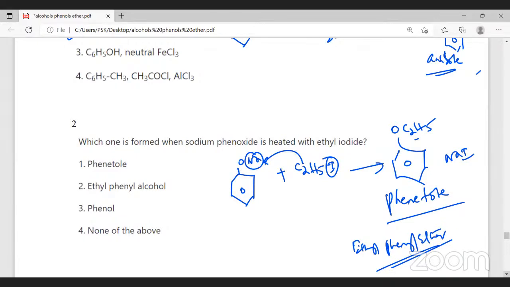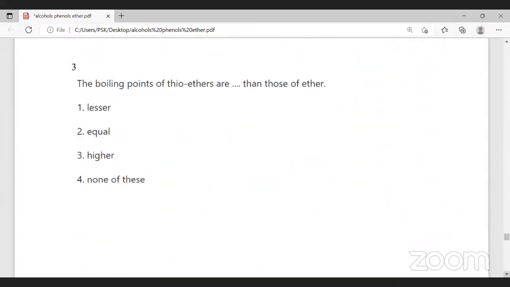The next question. The boiling point of thioethers are dash than those of ethers. What are thioethers? Now, if you write CH3, O, CH3, it is called an ether. Now, if I write CH3, S, CH3, with sulfur, thio means sulfur-containing compounds. So this is called a thioether, for example.